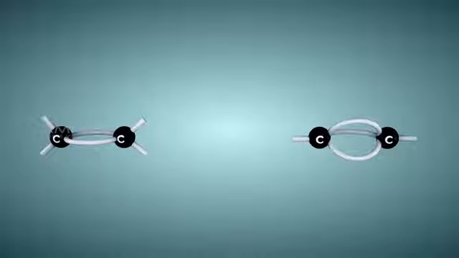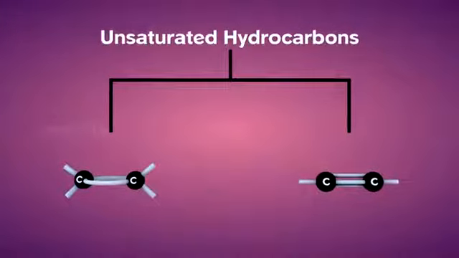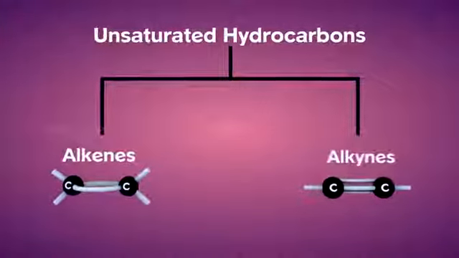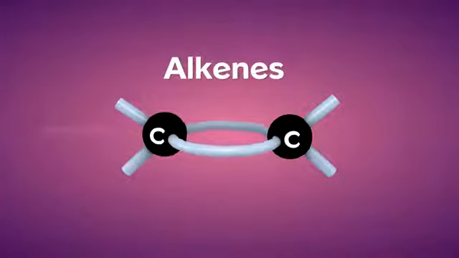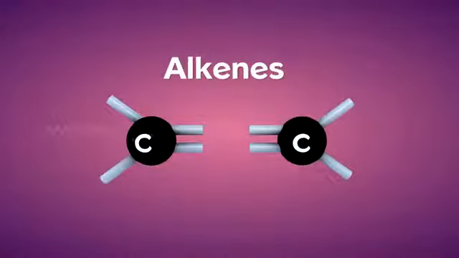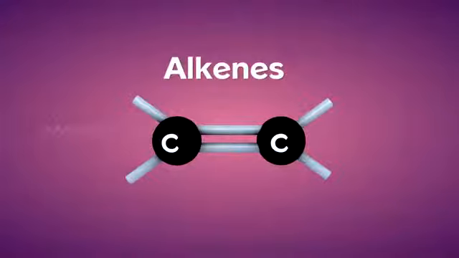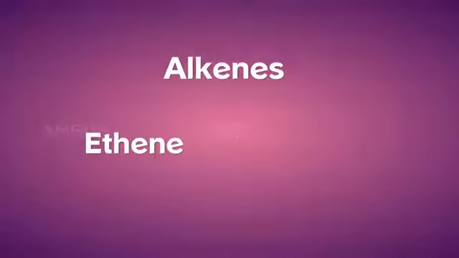The hydrocarbons in which carbon atoms are linked to each other by at least 1 carbon-to-carbon double bond or triple bond are called unsaturated hydrocarbons. There are 2 types of unsaturated hydrocarbons, alkenes and alkynes. Unsaturated hydrocarbons with at least 1 carbon-to-carbon double bond are called alkenes. When 2 carbon atoms share 2 electrons each, a double bond is formed. Accordingly, the first member of the alkene family is ethene. Its molecular formula is C2H4.